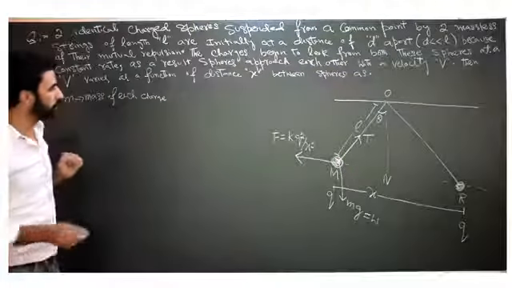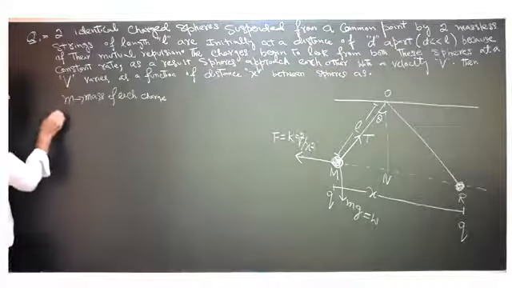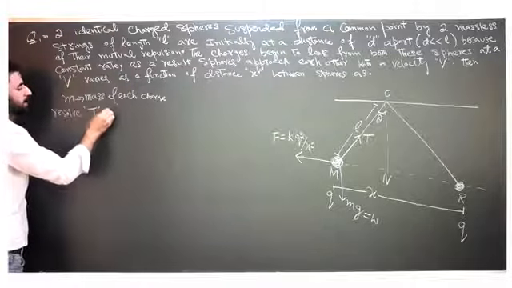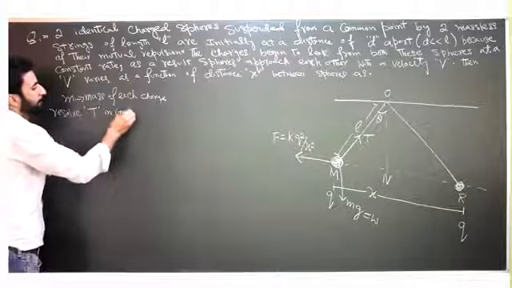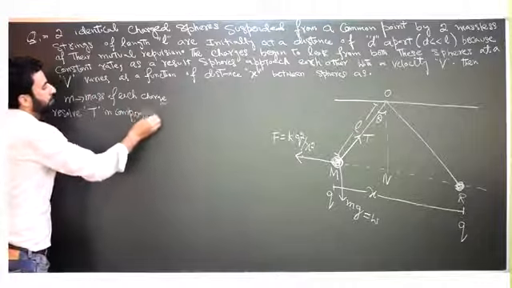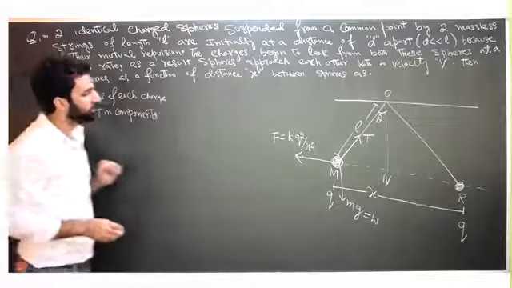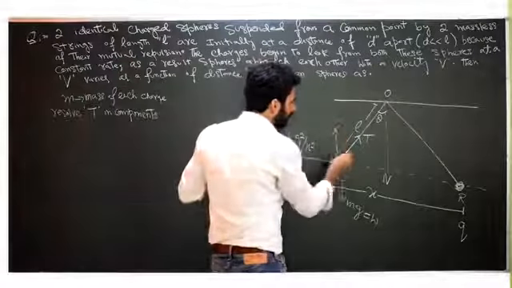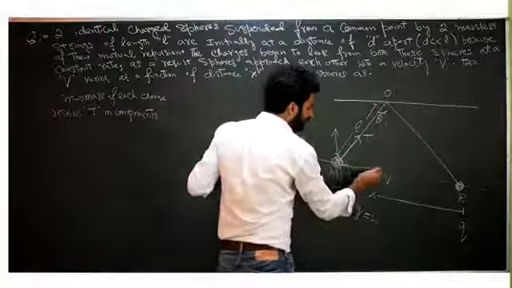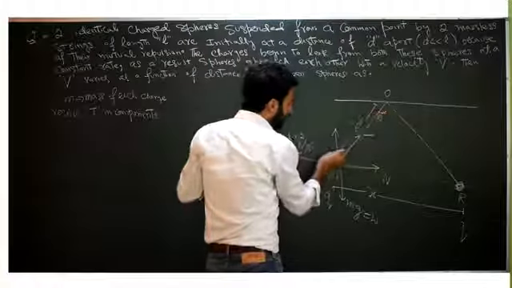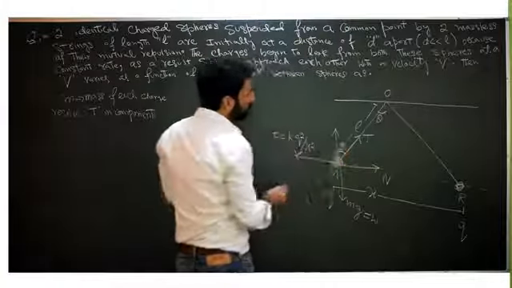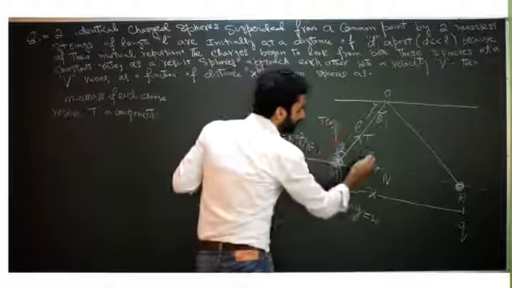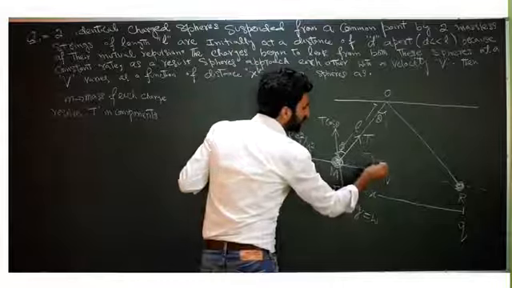Now we can resolve the tension T into rectangular components. Resolving it into rectangular components, we have components in this direction and this direction. If this angle is theta, this angle will also be equal to theta, and then this will be T cos theta, and this one will be T sin theta.